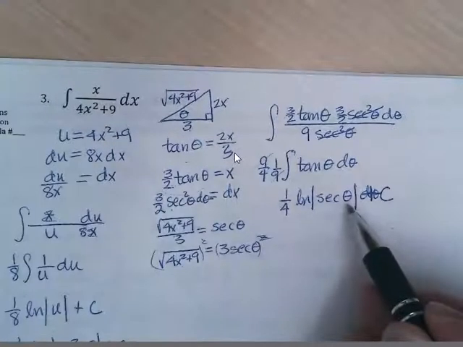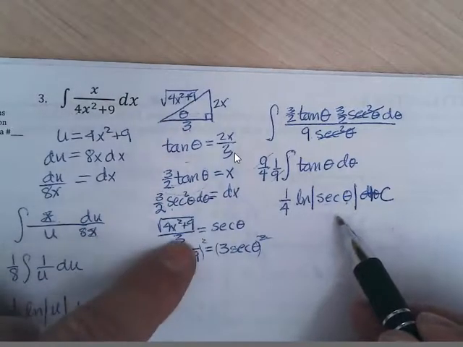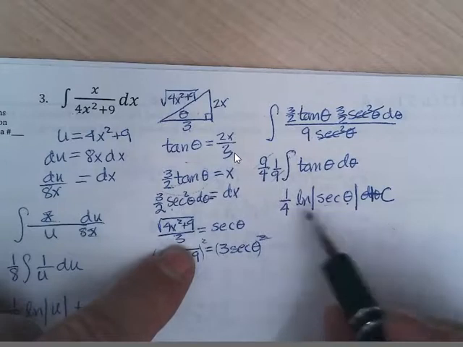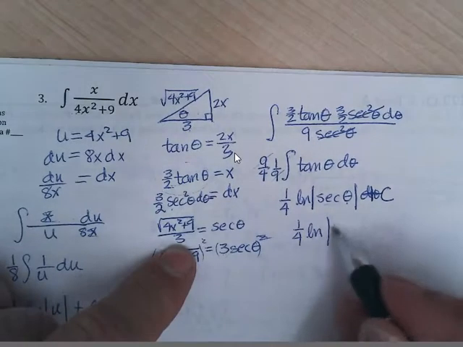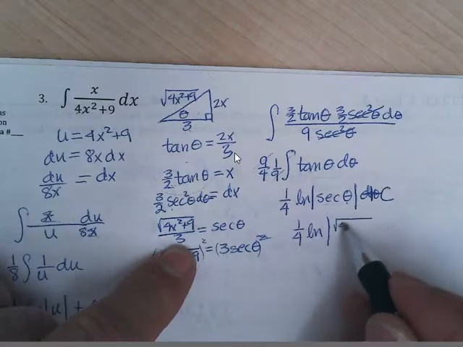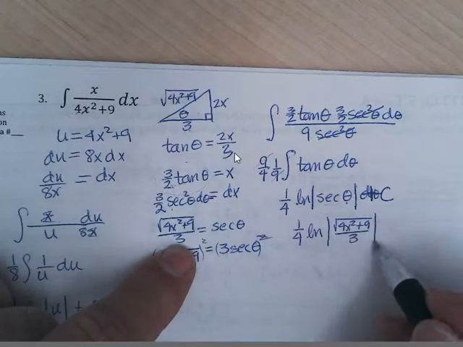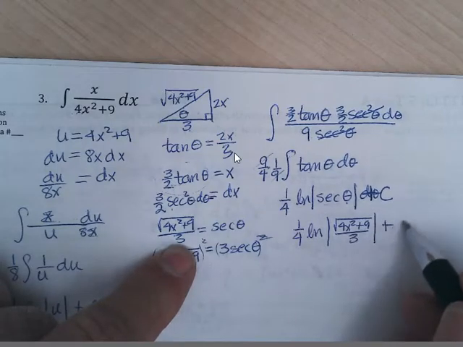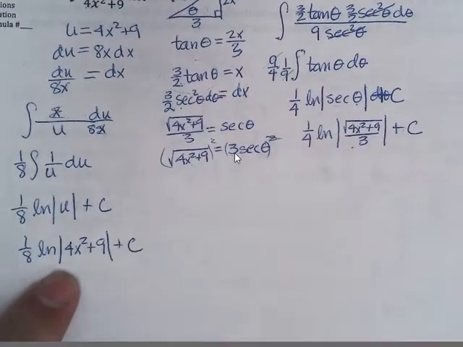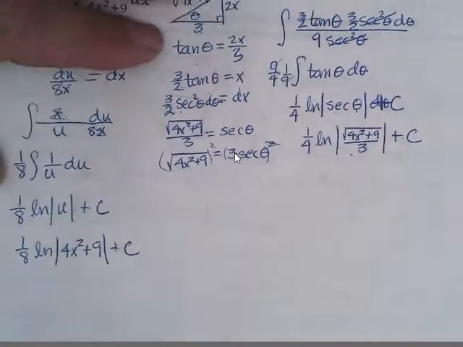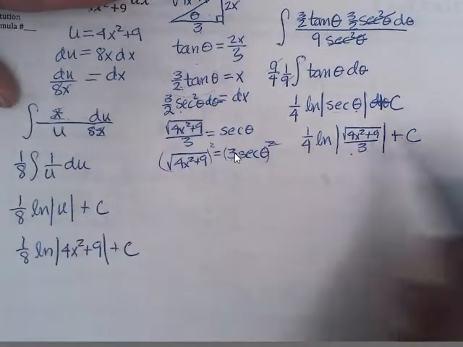But we need to go back to x's, so we want to look at the secant. Well, right here is the secant, but we can also just look at the triangle, and it's 1/4 ln. Secant is the square root of 4x squared plus 9 over 3 plus c. Now these two answers should be the same or very similar. So how could that be? This is an eighth and this is a quarter and so on.